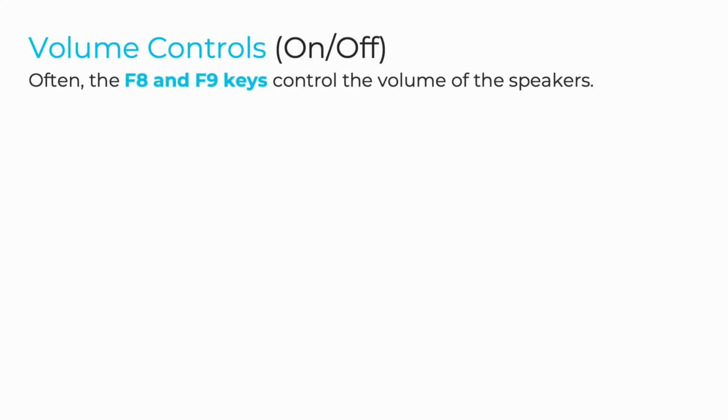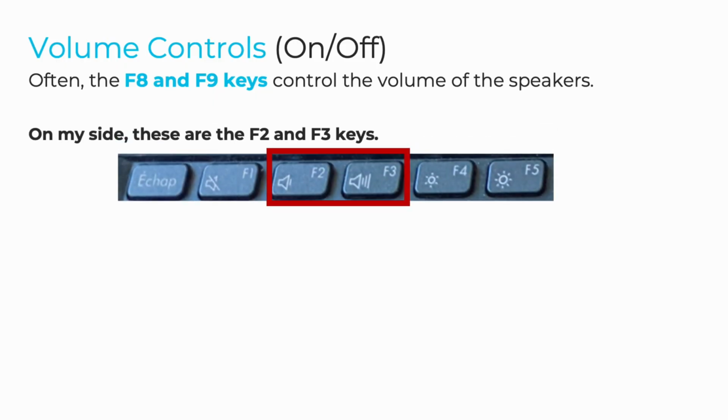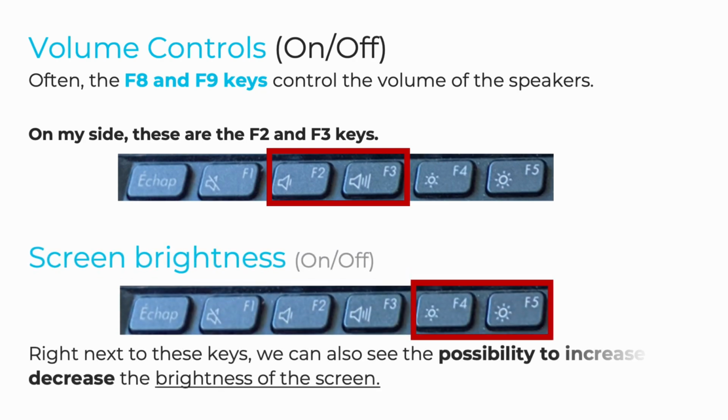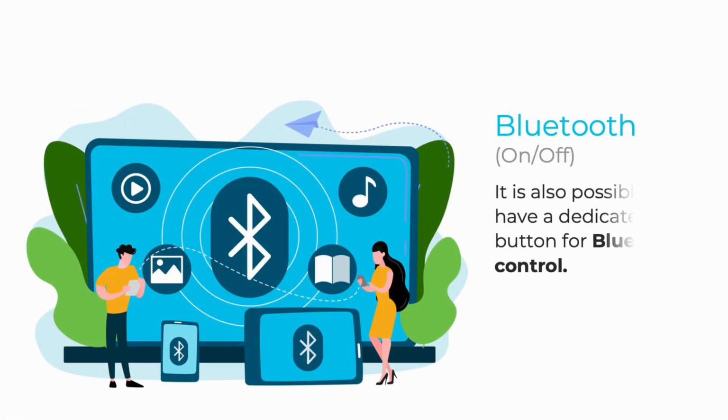Volume settings, on-off. Often, the F8 and F9 keys control the volume of the speakers. On my side, these are the F2 and F3 keys. Screen brightness, on-off. Right next to these keys, we can also see the possibility to increase or decrease the brightness of the screen. Bluetooth, on-off. It is also possible to have a dedicated button for Bluetooth control, but most of the time, this function is available on the same button as the Wi-Fi one.